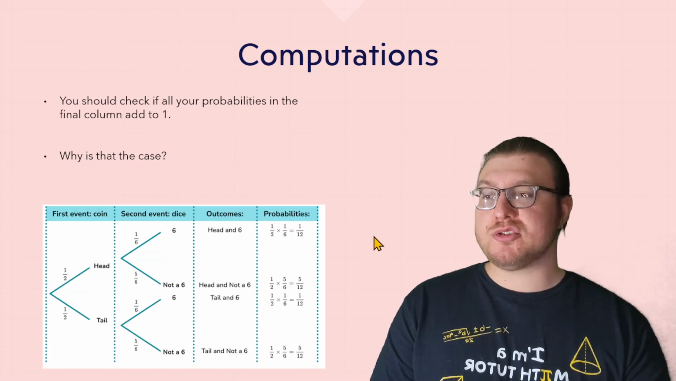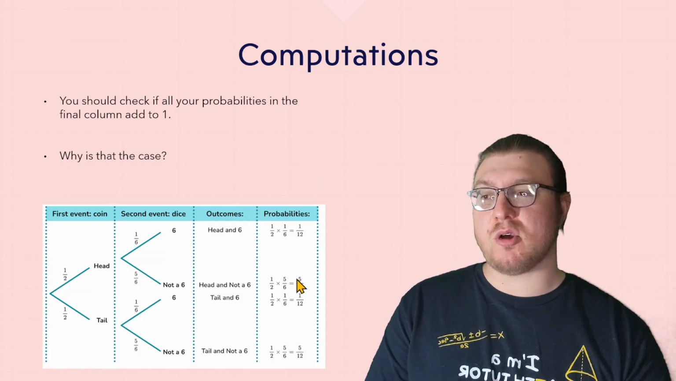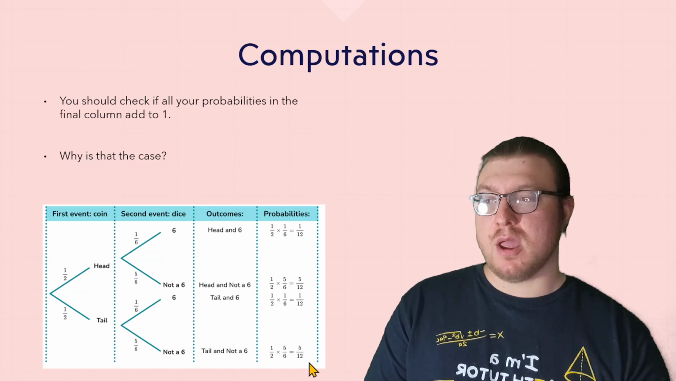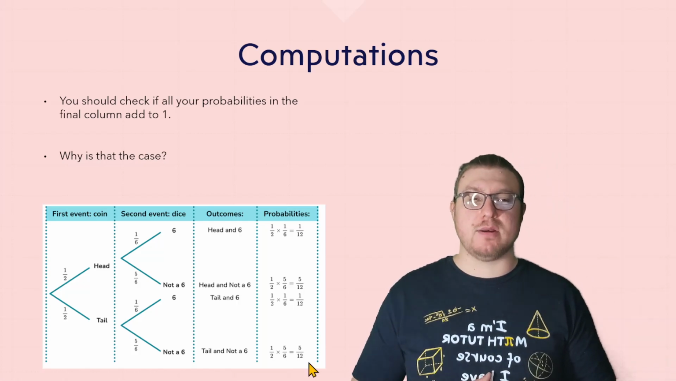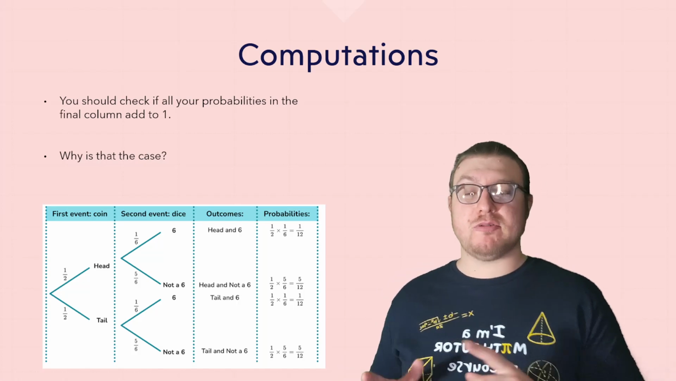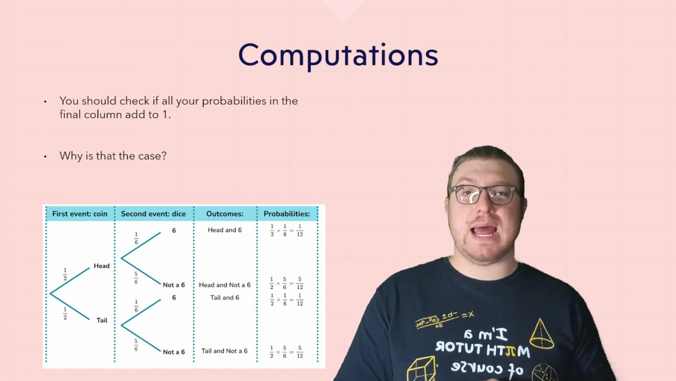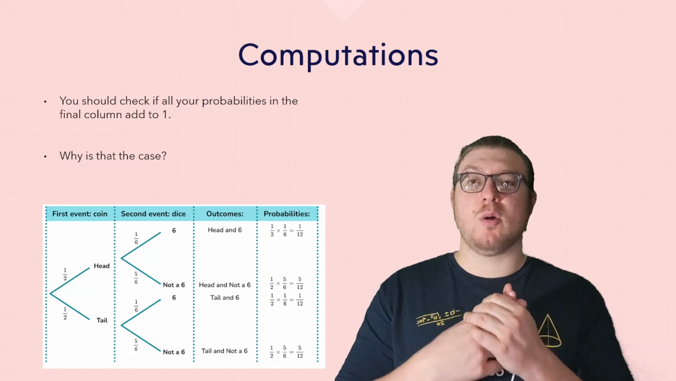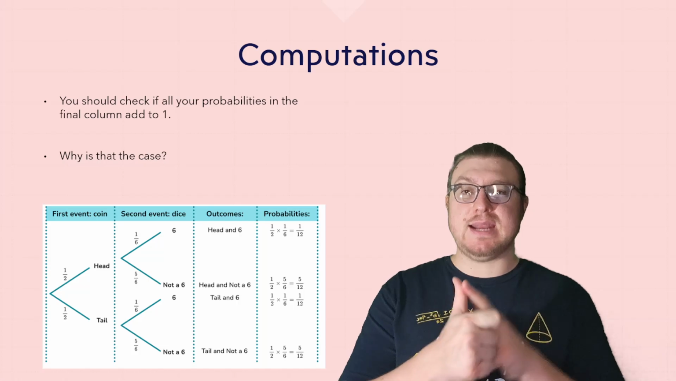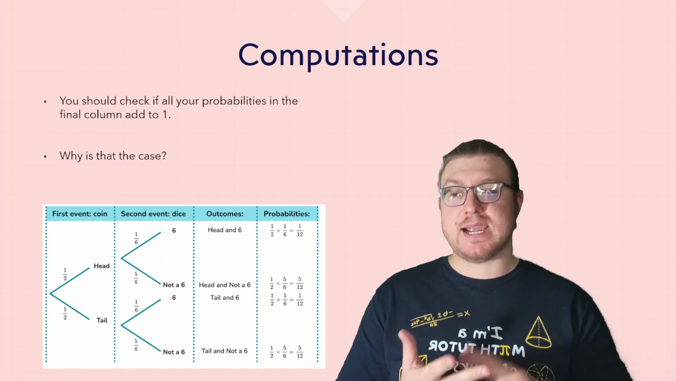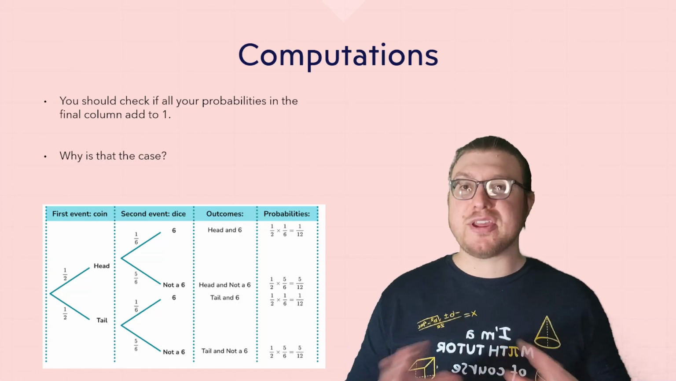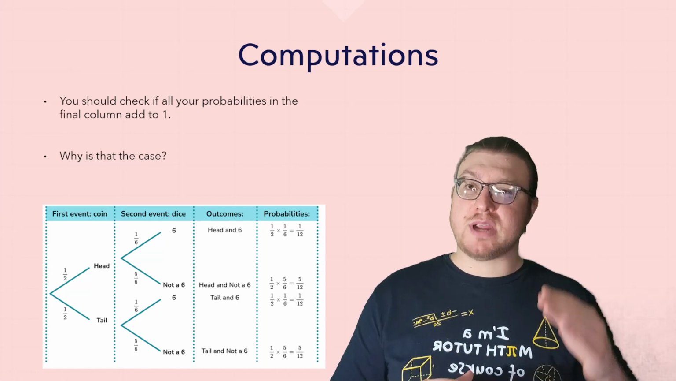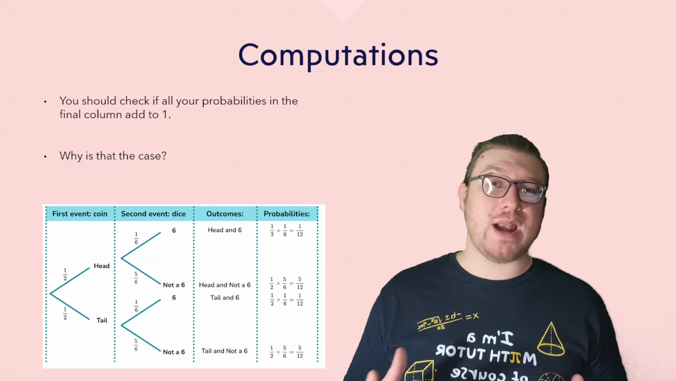Now, at the end, you should check that all the probabilities in your final column add to 1. Well, why do you think they have to add to 1? Well, let's think. Probability of 1 means we cover every possible outcome. Well, if we are throwing a coin and a die, we only have 4 possibilities. Head and 6, head not 6, tail and 6, tail not 6. Nothing else can happen. So all of those together should claim 1 as the full probability.